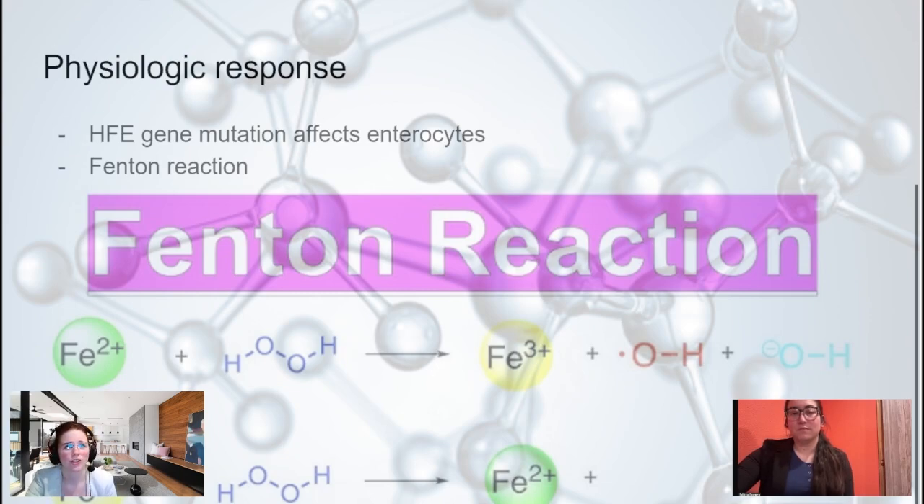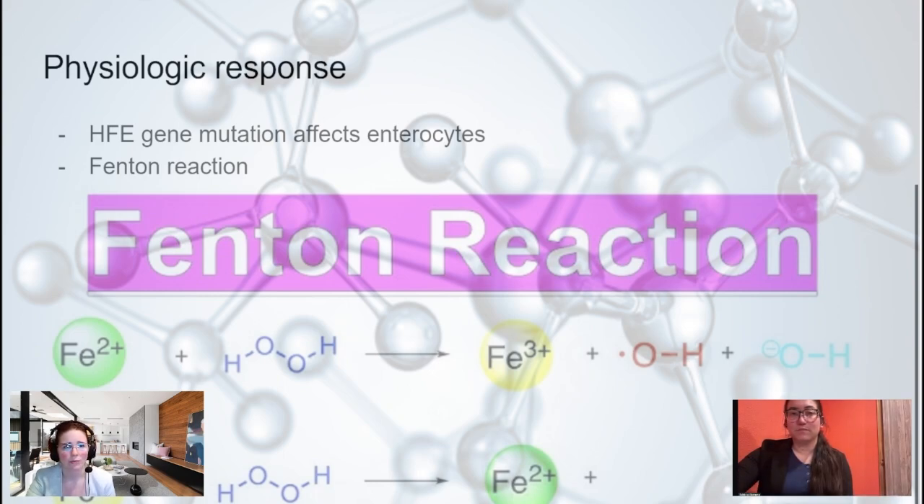What happens when there's too much iron in the body? Hemochromatosis is a metabolic disease where there's too much iron that is absorbed by the body. Iron overload is due to the HFE gene, which affects enterocytes within the digestive system, causing them to no longer appropriately move iron through the body. So, excess iron goes directly to the patient's bloodstream.